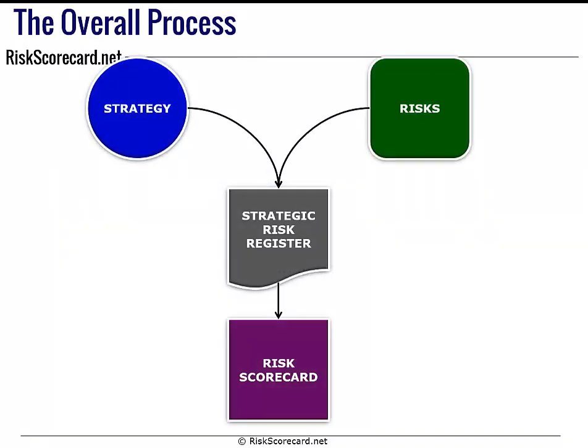The idea is this: we need to combine an organization's strategy with its risks, either in the form of the risk register or, as we will see today, through risk categories, to eventually build out a risk register. And from there, we can add metrics to create the risk scorecard. So let's start off with taking a look at how best practices allow you to capture your strategy.